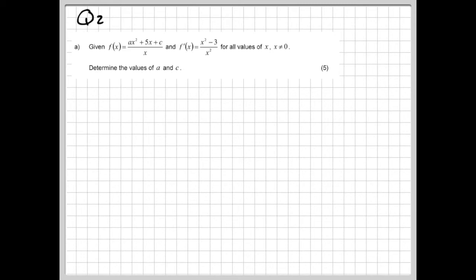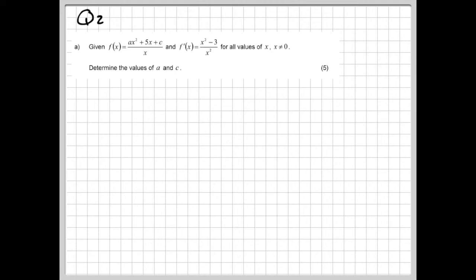Question 2, ladies and gents, is an absolutely interesting question that I can say I found thanks to Cornwall Yale College. Now, this question is not so much a difficult question, but it is a really, really weird question. So this is the different way that they could ask you to derive. So the question says, given f(x) as being that really interesting expression, and f accent x being x squared minus 3 over x squared for all values of x not equal to 0.